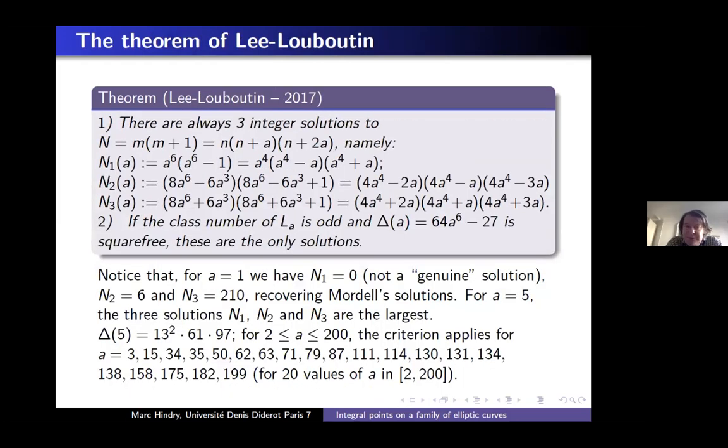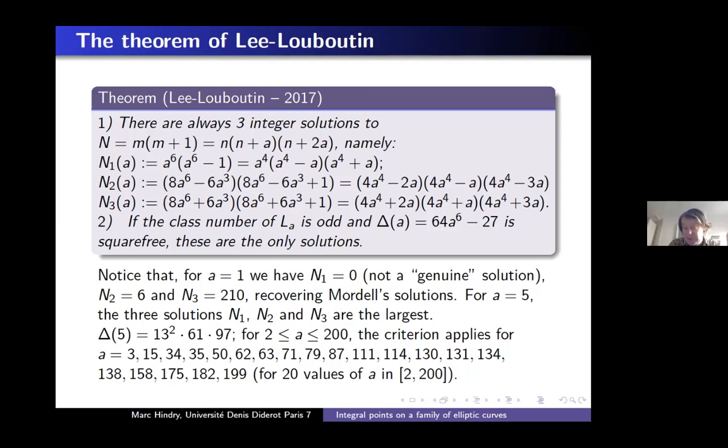The next paper is by Lee and Lee-Louboutin. They have, I think, 2 interesting results. Well, the first one, as I mentioned already, is that there are always solutions. They give explicitly 3 solutions. So you notice that for A, the first solution is 0, so it doesn't count for the original problem. So we always get 3 solutions, and it's easy to check that those formulas give a solution.